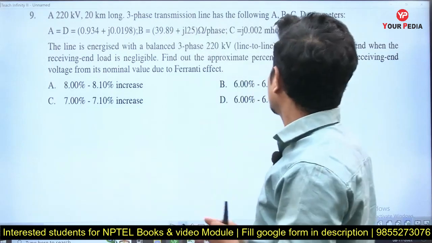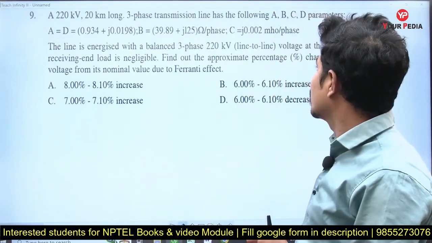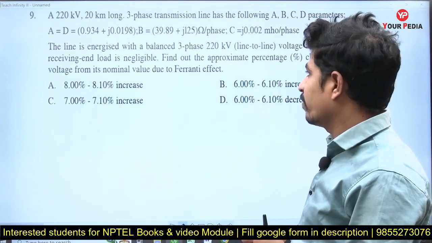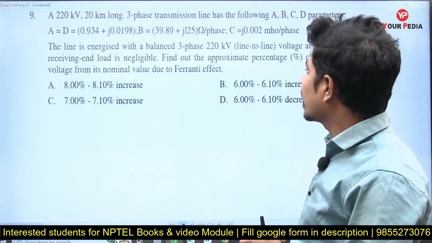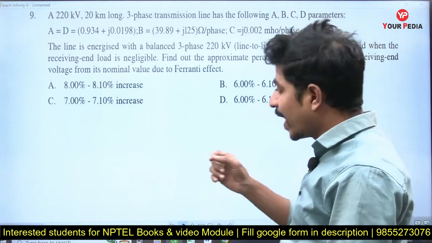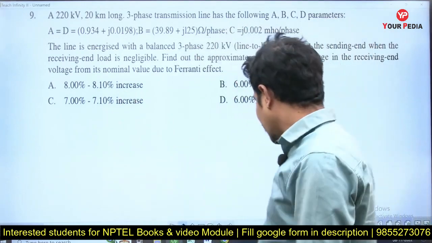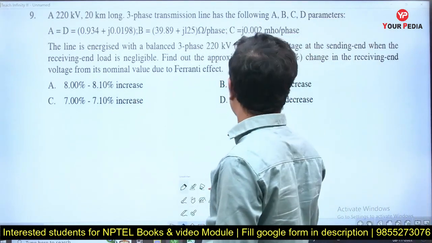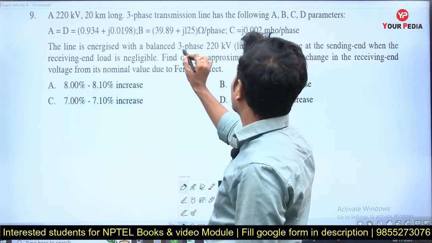Yes, he mentioned C. How much is the C value? j0.002 mho per phase. The line is energized with a balanced 3-phase 220 kV line to line voltage at the sending end. Now, yes, this given voltage, 220 kV, is a sending end voltage.